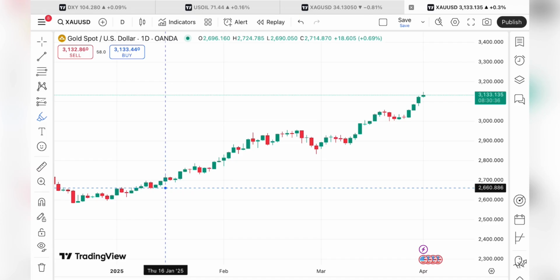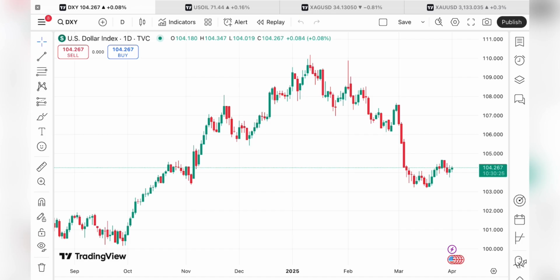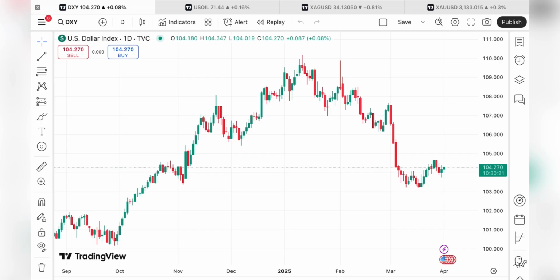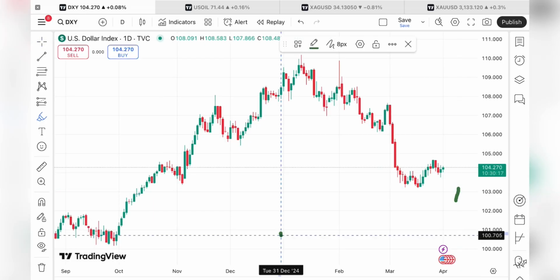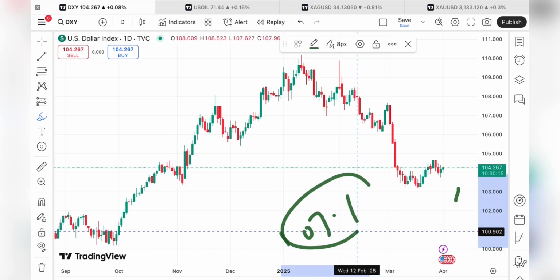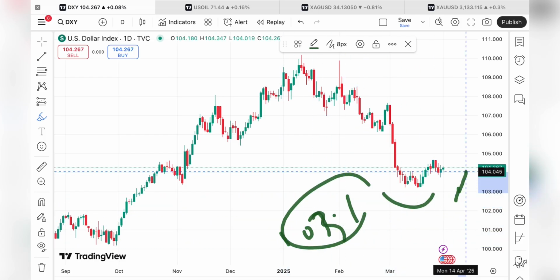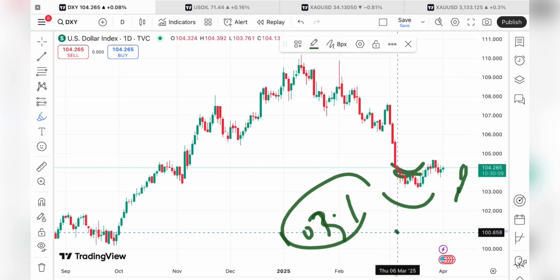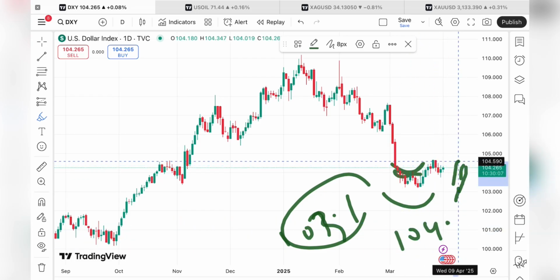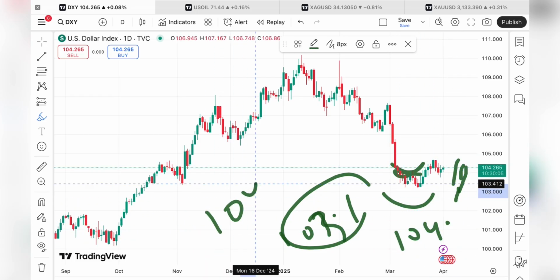Now let's see how the dollar index is moving, because the dollar index plays an important role in the price of gold. The dollar index is now trading at a level of $104.270. A swing has formed after making a low of around $103.1. If the price sustains, because this is creating a U pattern, chances are high it can touch a level of 104.3, and from there it will cross a level of 104.6.